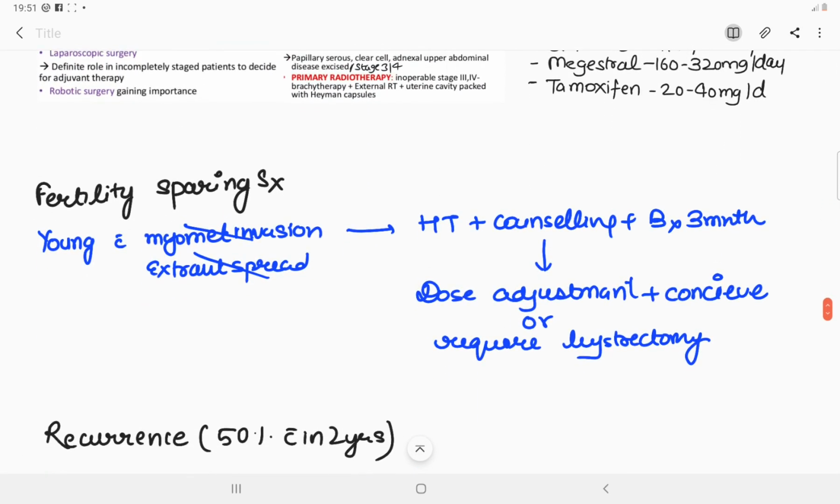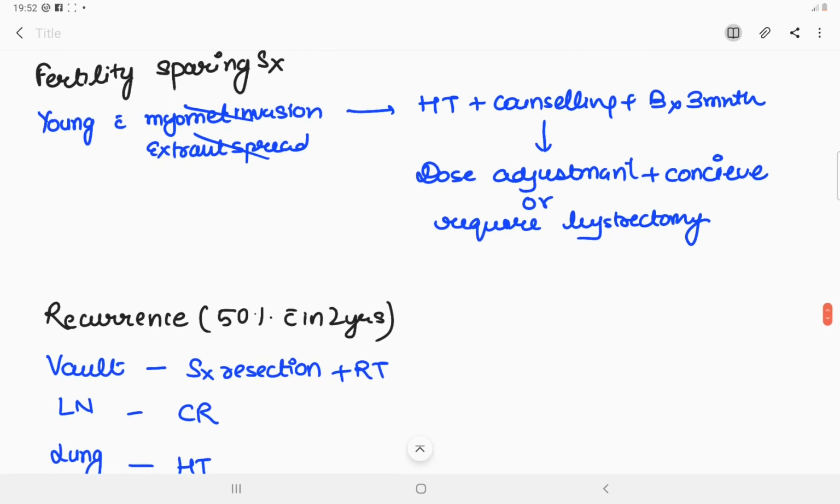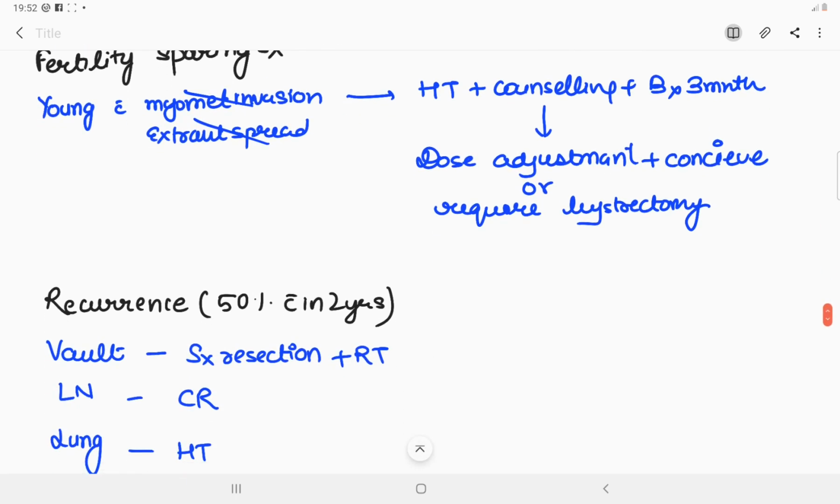Let's discuss the management in fertility sparing surgeries. A young patient with no myometrial invasion or extrauterine spread can be offered fertility sparing treatment, that is hormonal therapy plus counseling and biopsy every 3 months. And we have to decide after biopsy every 3 months on dose adjustment, plus we ask her to conceive as soon as possible, or if the patient requires, hysterectomy.